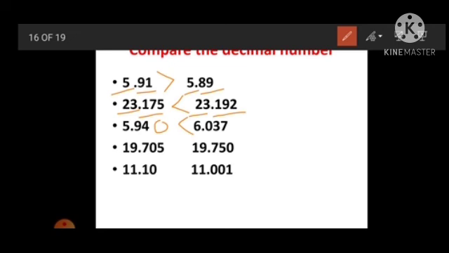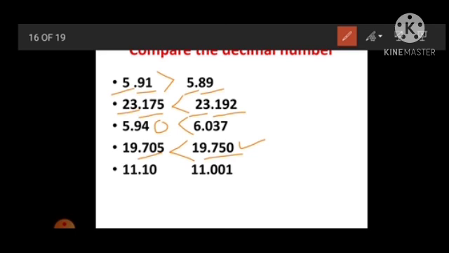19.705, here 19.750. Again these are like decimals and the whole numbers are the same. 705, 750. Which is bigger? 750. So 19.705 is less than 19.750.